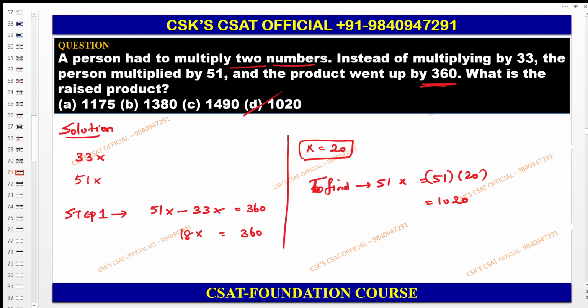Do you know those two numbers? No, sir. You know one number only, isn't it? What would be the other number? That only we are finding here. In order to multiply two numbers, you need two numbers: 33 into dash, 51 into dash. Isn't it? So that dash only we are taking as x. Clear? Okay, sir. Thank you so much, sir.